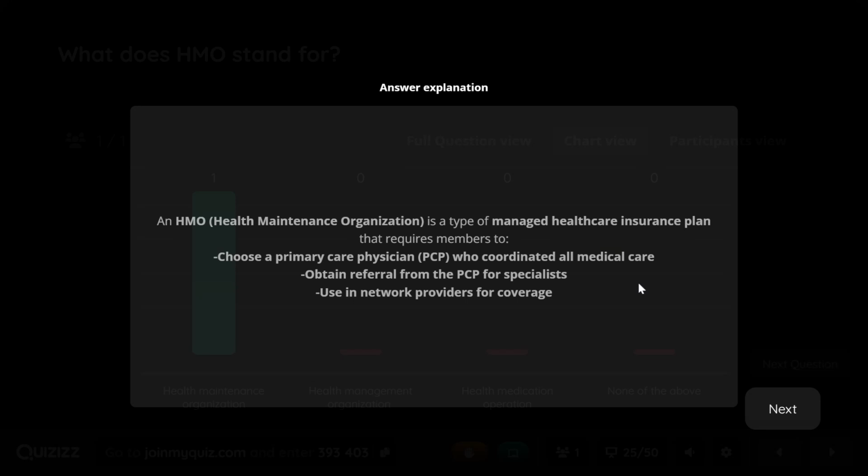With an HMO, you can choose a primary care doctor that coordinates all of your medical care. But I want you guys to remember with HMOs, this is the one insurance plan. They are a little bit cheaper than PPOs, but they do require a referral. So this means that you cannot just up and go see a specialist on your own. Say you want to see a podiatrist or an endocrinologist or a cardiologist. You cannot just schedule that appointment and see the physician. You'd have to see your primary care doctor first, and they would have to submit a referral to the specialist in order for the insurance to cover it.